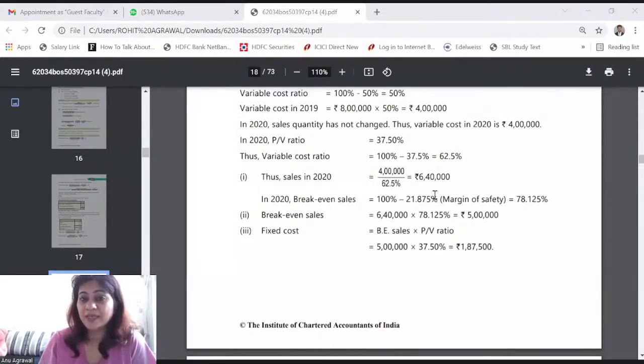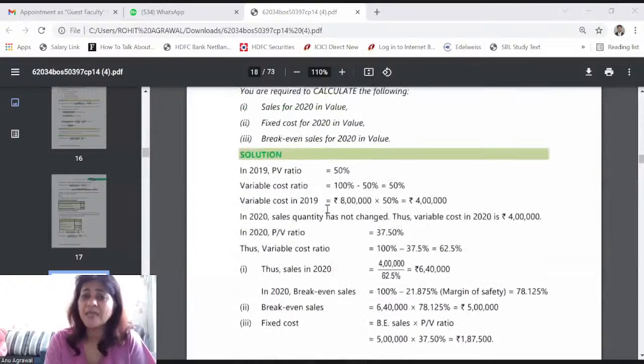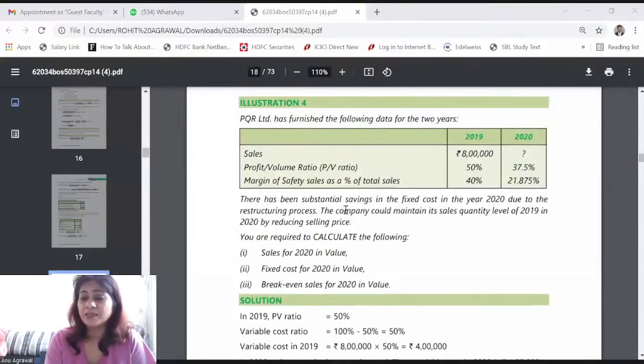Now, this, how have they calculated? They've just done it with respect to variable cost as a percentage. In 2020, break-even sales would be how much? 100% minus 21.875% is 78.125. Now, what is it that I did wrong? What is it that I did wrong?